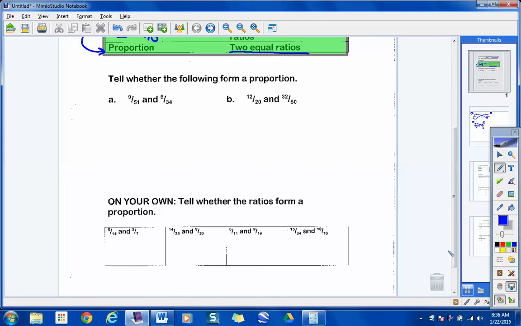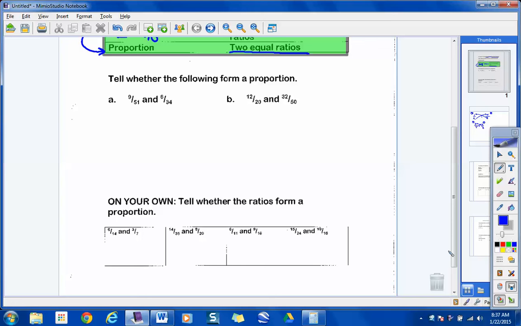Guys, right here, tell whether the following form a proportion. You're going to hear me ask this question a lot. What is it about proportions that makes them equal? What are we looking at now? We're not turning them to decimals anymore, but we're looking at their, what's the phrase? Cross products, okay?